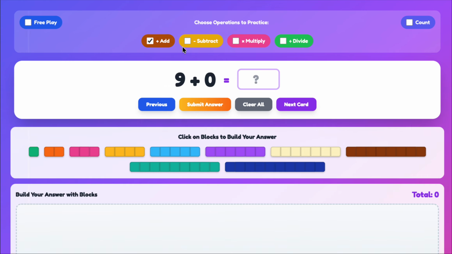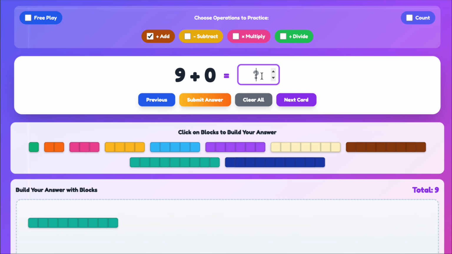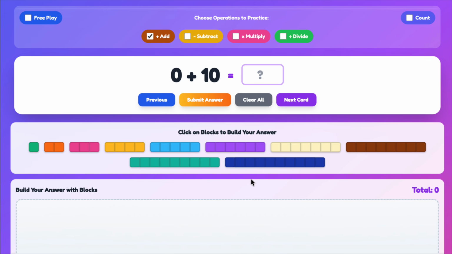So now I'm in addition. In addition, this is 9 plus 0, so I'm just going to add 9 and then nothing. And I can see that that's 9, and also the total is here as well. Go to the next card. Nothing plus 10 is the same as 10.